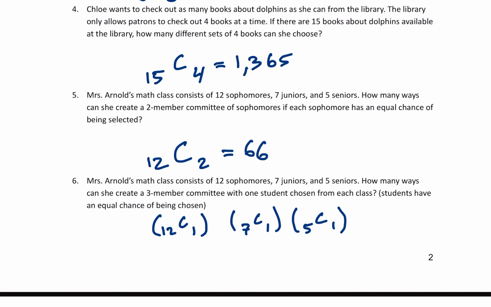From the rule up above, we know that if we have anything choose 1, it's just going to give us our answer back. So this is going to give us a 12, this is going to give us a 7, and this is going to give us a 5. So now we have 3 independent classes or grades. And if we remember from our previous lessons, when we have independent events, all we have to do is multiply those together. So if I have 12 times 7 times 5, I end up with 420 different committees that can be made if we choose 1 student from each class.